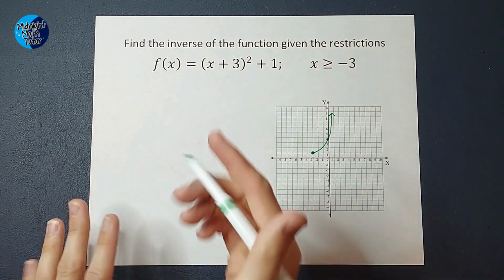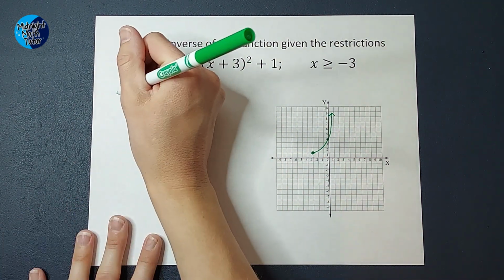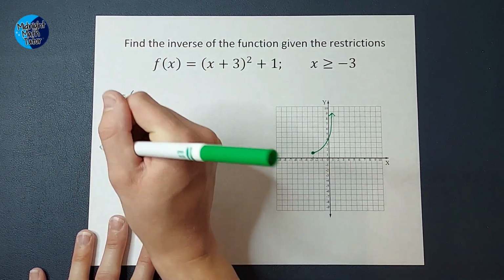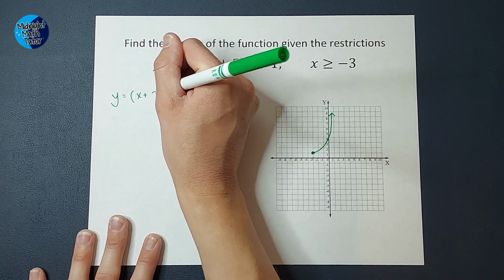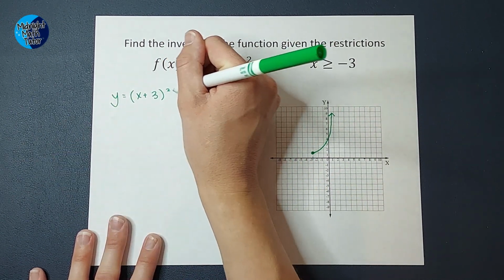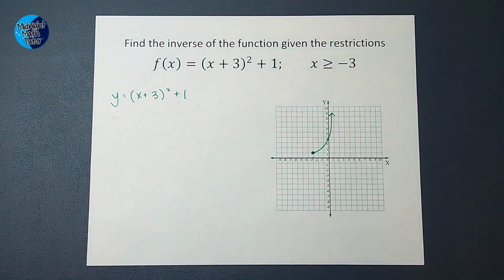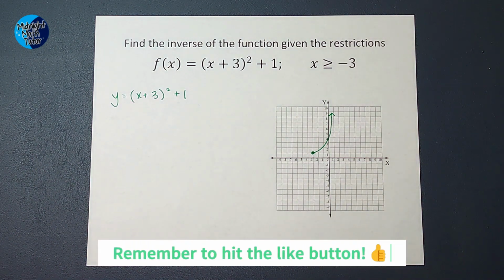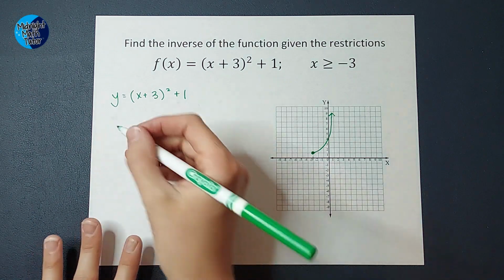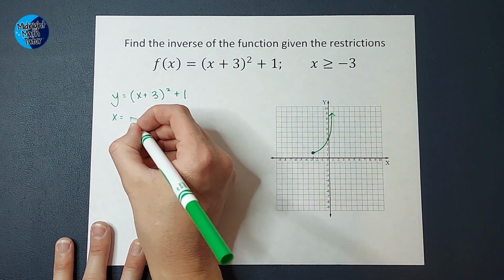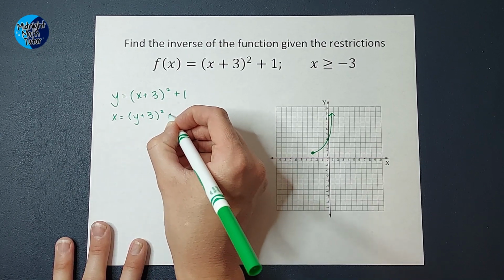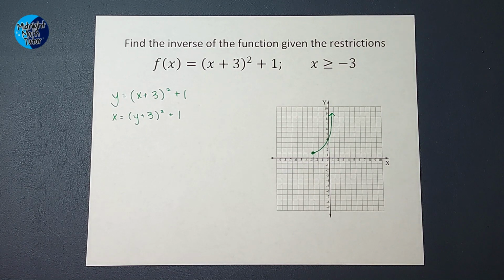The first step when I do this is I'm first going to change my f of x to a y. Just makes my math easier. So I'm going to have y equals (x plus 3) squared plus 1. All right, the next thing I'm going to do, it's about to get crazy. I'm going to switch my x and y variables. Swap them. So I'm going to have x equals (y plus 3) squared plus 1.